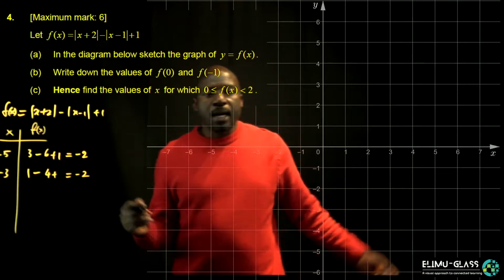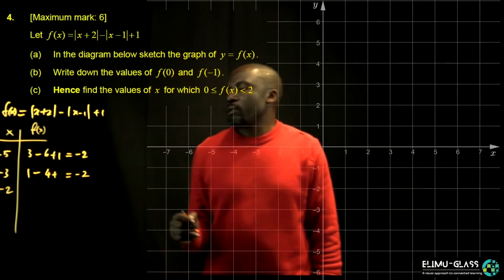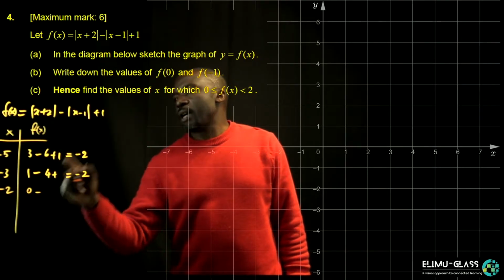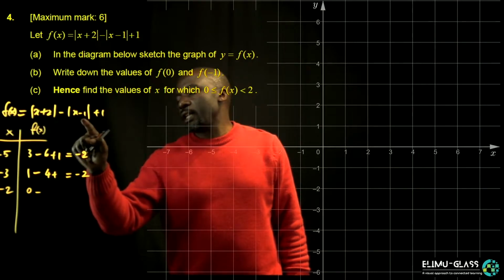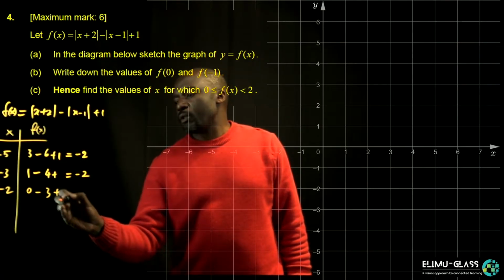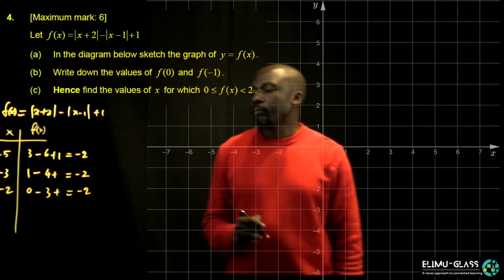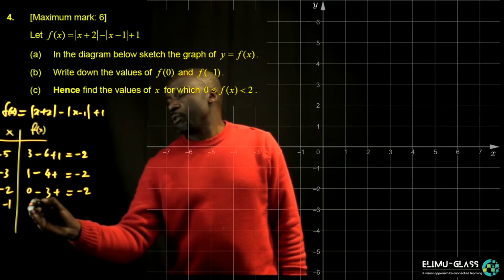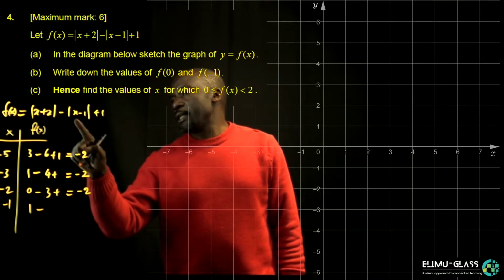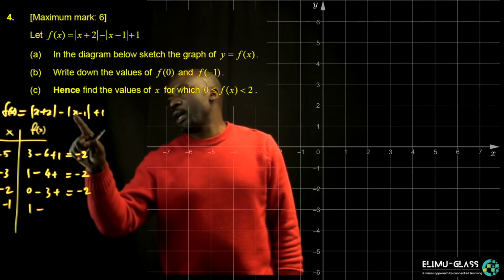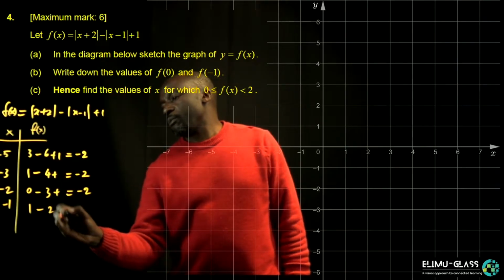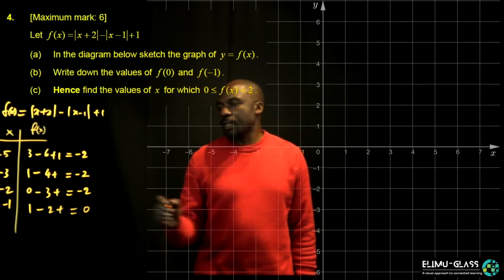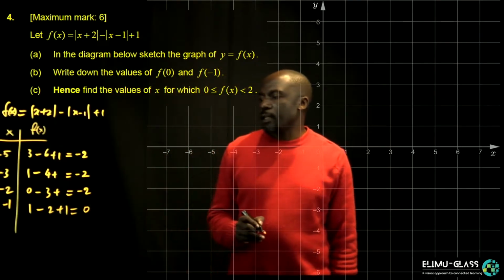Let's try -2. -2 gives us what? -2 plus 2 is 0, minus |-2 minus 1|, which is |-3|, so 3, plus 1 gives me -2. Okay, -1, what does -1 give me? It gives me positive 1 here, minus |-1 minus 1|, which is |-2|, so 2, and then plus 1, and I get 0. Is that right? Yes, I get 0.